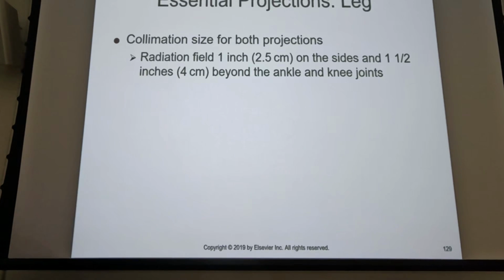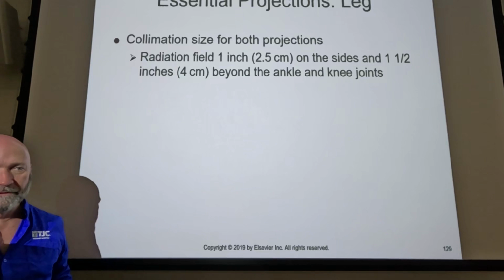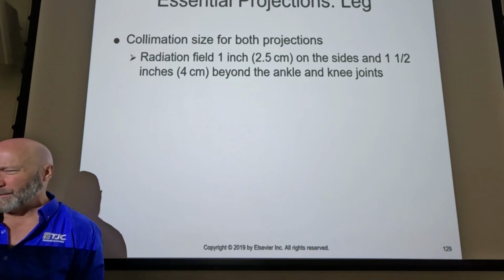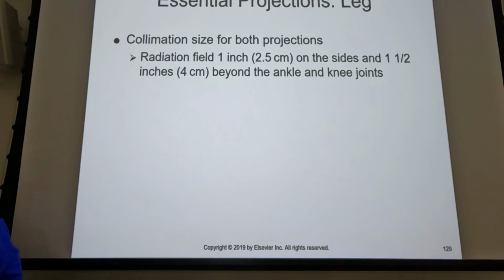So with the tib fib, you can actually shoot it on tabletop. Once you get to the knee, probably need to be in a bucky, but you can do tabletop with the tib fib. And if you need to, turn your image receptor catty corner so that it's going across from corner to corner.